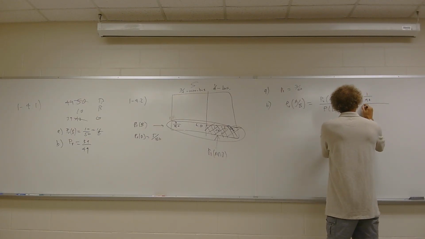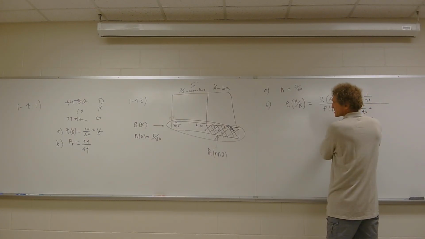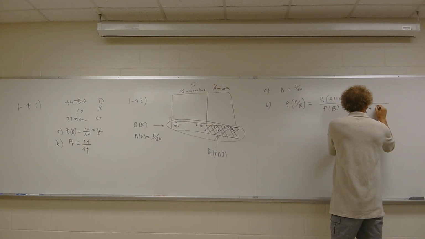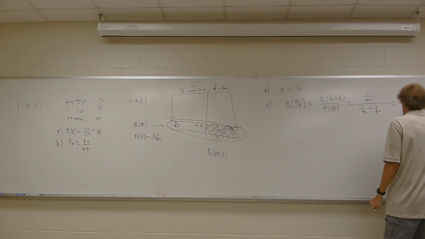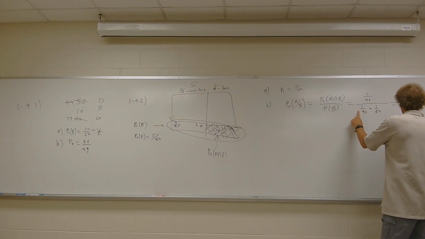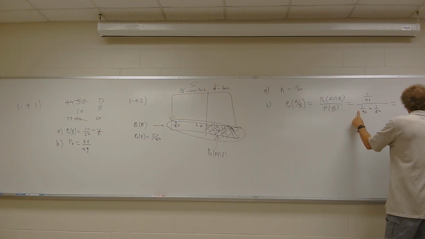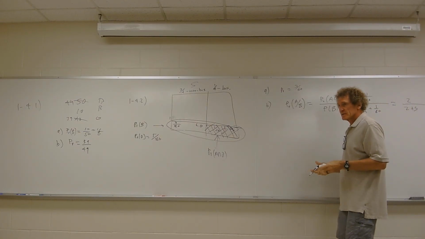Over 1/40th plus 3/80ths, right? And multiply everything by 80, you get 2 plus 3, or 2/5. Do you agree with this, class?